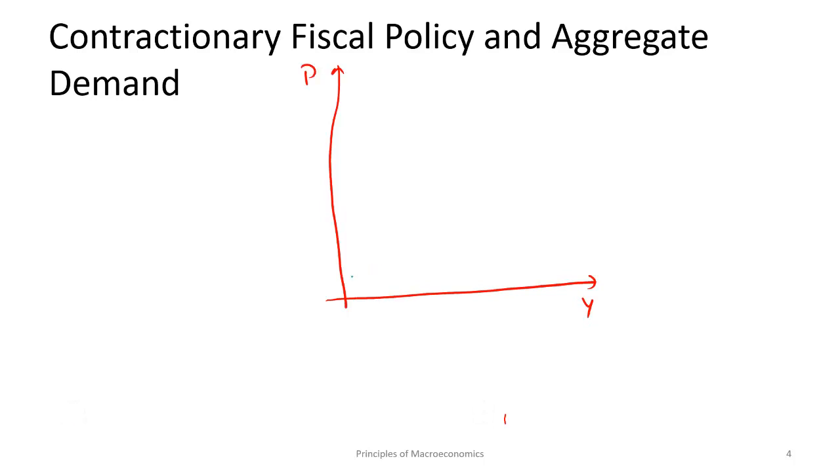So I'll draw a short run aggregate supply first. Let's see, a short run aggregate supply. I'll draw the long run aggregate supply next. Next, I'll draw the aggregate demand through the long run equilibrium.